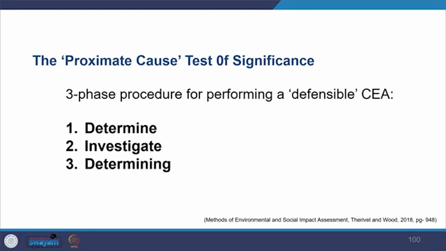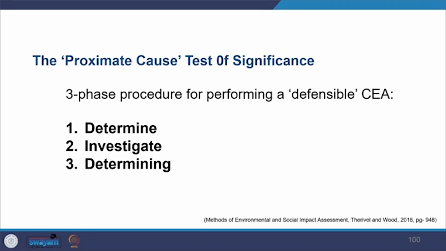The proximate cause test for effect prediction is based on the basic concept of proximate cause. What does proximate cause mean? It's an act for which an injury results as a natural, direct, uninterrupted consequence, and without which the injury would not have occurred. So if that act is going to happen, it is going to lead to injury, resulting in natural, direct, or uninterrupted consequences. So that is proximate cause.